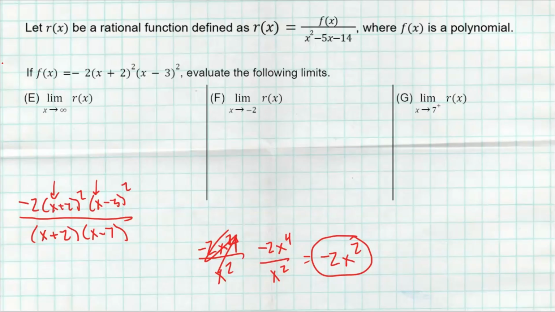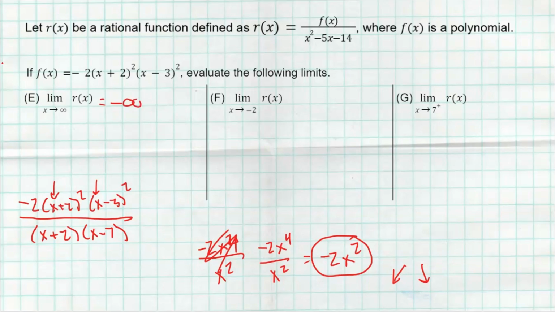All right, so let's talk about this. This is an even degree polynomial with a negative leading coefficient, which means both ends are going down. Again, even means both ends are doing the same thing. Negative leading coefficient means both ends are going down. So that means that the limit as I go towards positive infinity or negative infinity is going to be negative infinity.